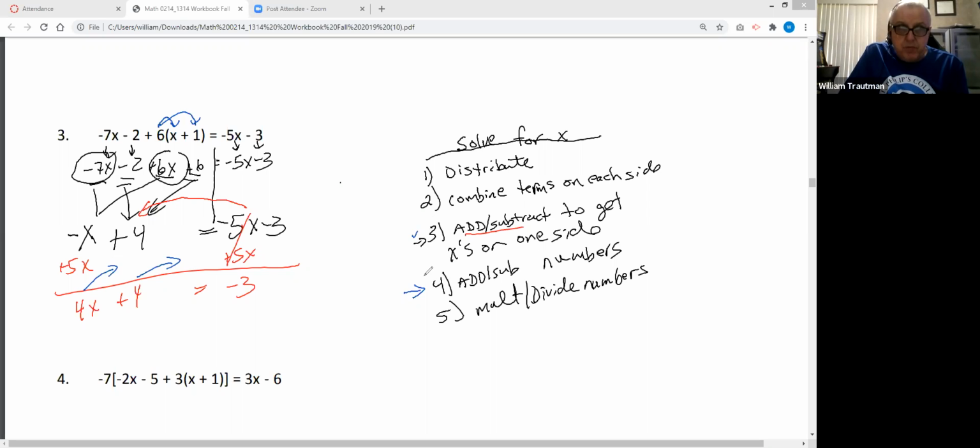Now we're on step 4. Do the add and subtract. This 4 is adding to this side. This 4 is multiplying to the x. So first, you take this plus 4 to the other side. Opposite of adding 4 is subtracting 4.